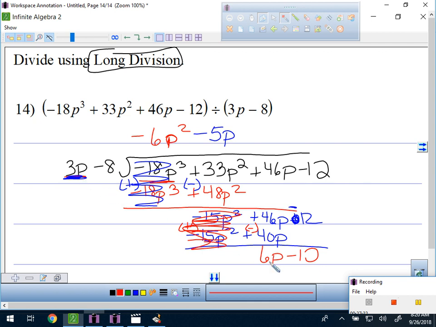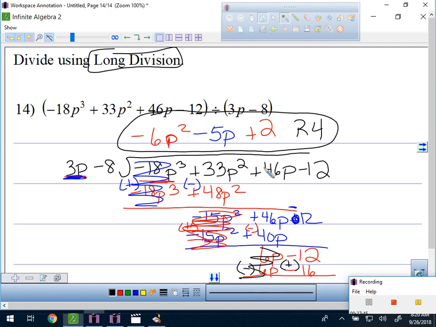And then 3p times 2, so I'm looking at a 2. So 3p times 2 would give me 6p, and then negative 8 times a positive 2 would give me a negative 16. And just don't forget, change your signs one more time. So negative, positive. I ran out of room, guys, but negative 12 plus 16 leaves me a remainder of 4. And so that will be my answer for that long division.